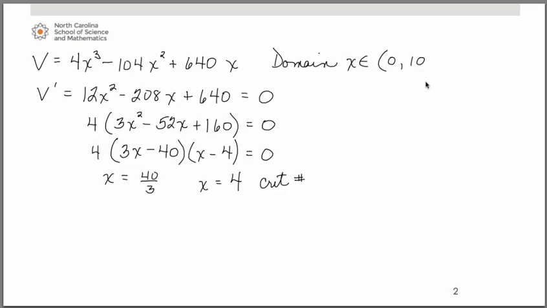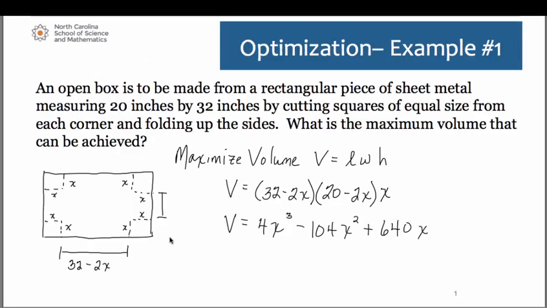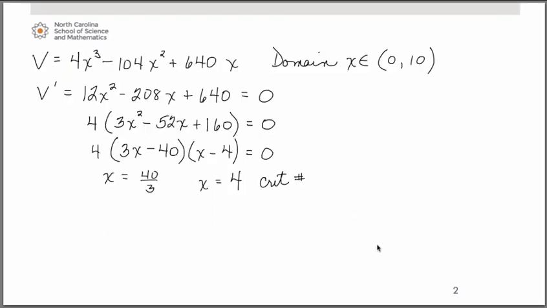If we go back to our diagram, remember that the width measured 20 inches, so you cannot cut out a square that's 10 or bigger, because then this side does not exist. So you could cut out a square that's maybe 9.5 inches. That results in a width here that's really, really tiny, but it is feasible. But you definitely cannot cut out 10 inches or larger. If you keep in mind what the domain is, you quickly realize that the 40 over 3 is not possible in light of this domain.